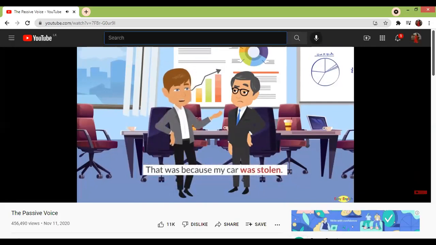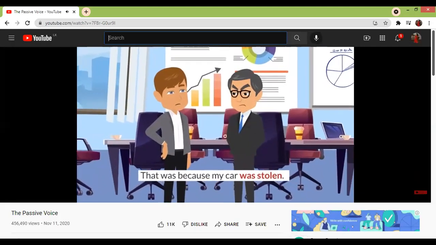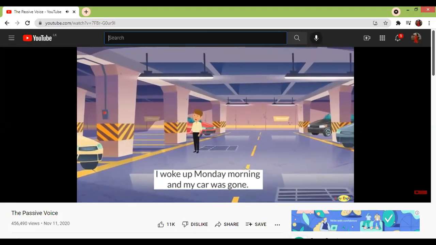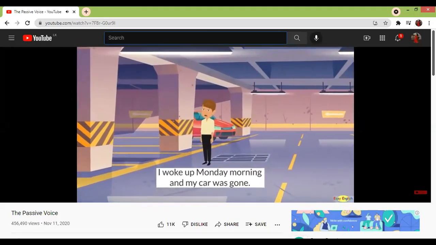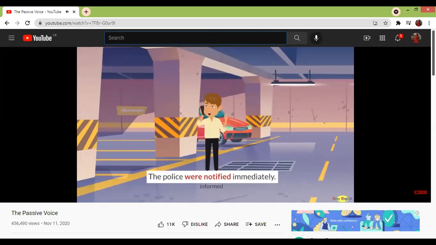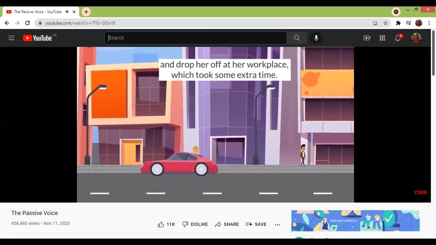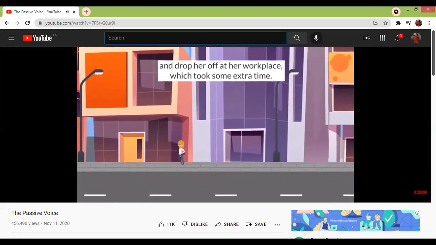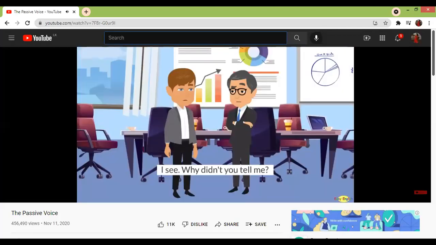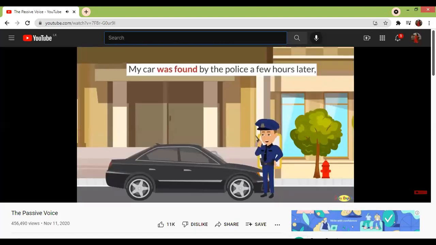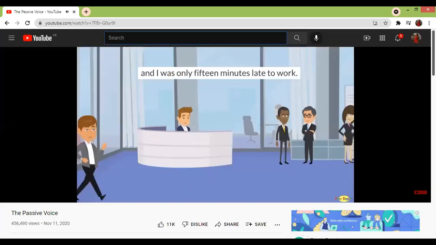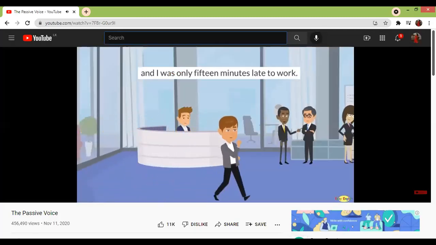That was because my car was stolen. I woke up Monday morning and my car was gone. The police were notified immediately. I was forced to drive my wife's car and drop her off at her workplace, which took some extra time. I see. Why didn't you tell me? It wasn't a big deal at the time. My car was found by the police a few hours later, and I was only 15 minutes late to work.